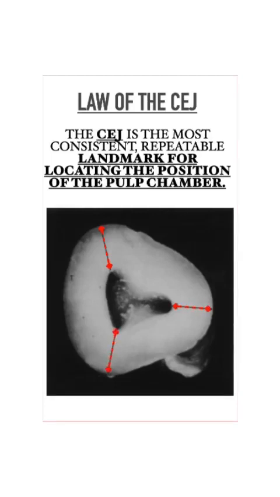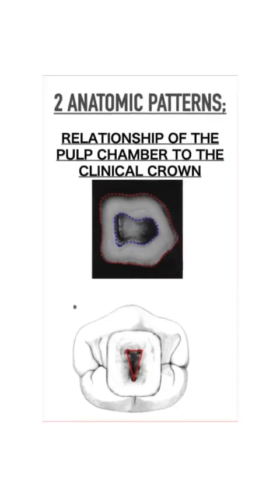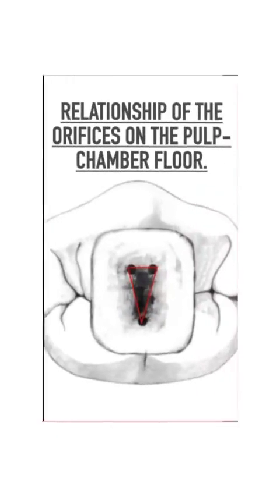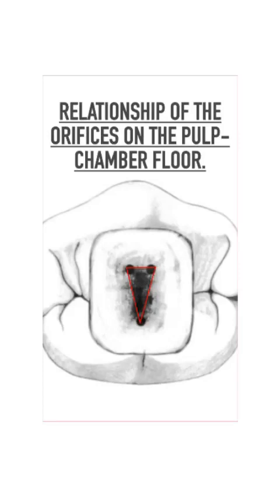As you can see in the picture below, a specimen of a mandibular molar showing the equality of the distance of the pulp chamber walls from the external root surface. Now to the other anatomic pattern, which is the relationship of the orifices on the pulp chamber floor. For locating the orifices, we have another set of rules.